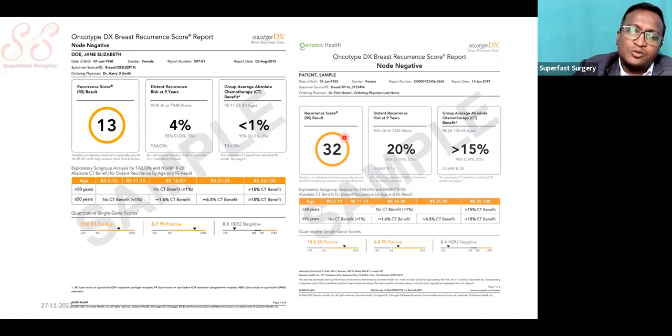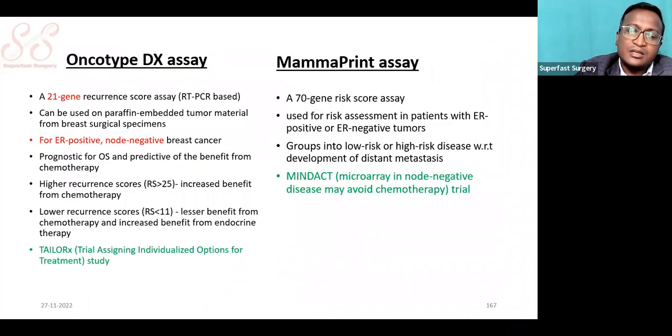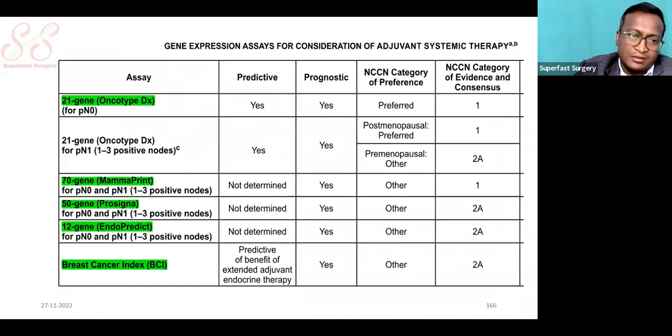While for those patients who have Oncotype DX more than 26, we have to give chemotherapy. So it will help us to avoid chemotherapy in those patients who have a recurrence score of less than 11. Now, Oncotype DX is done when? It is done when the patient has hormone receptor positive, but clinically N0.